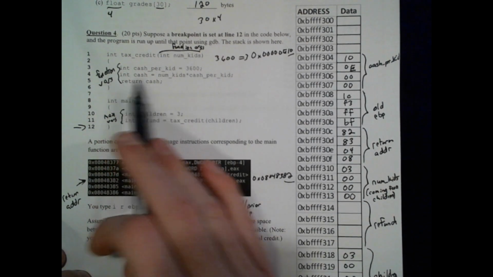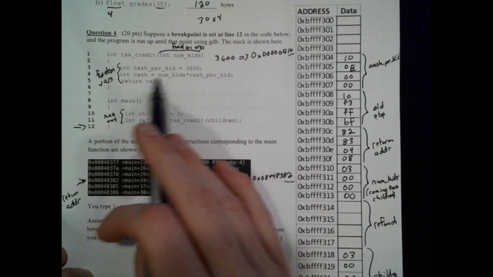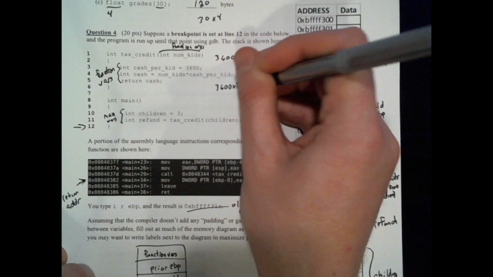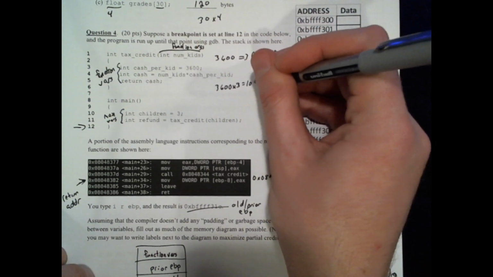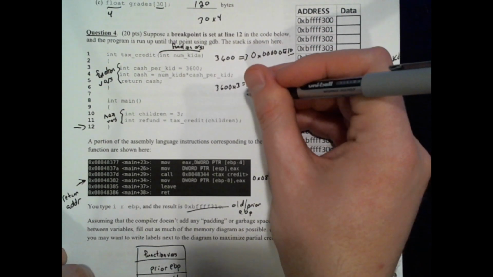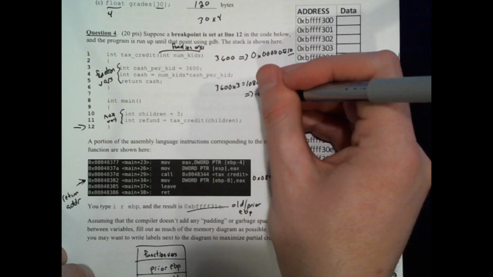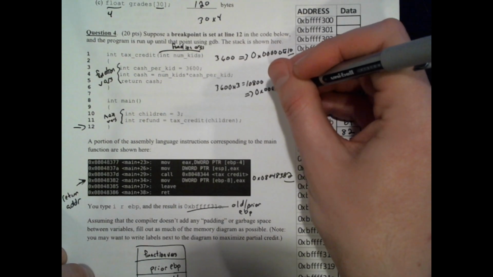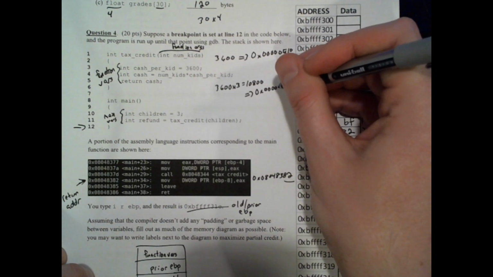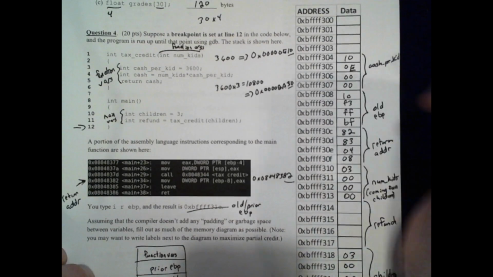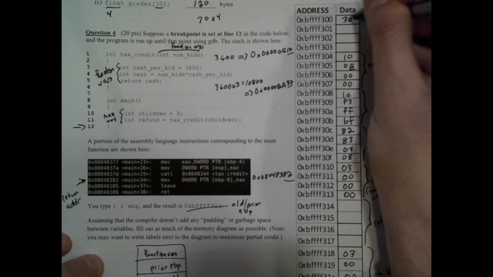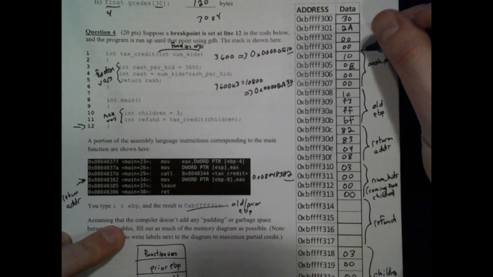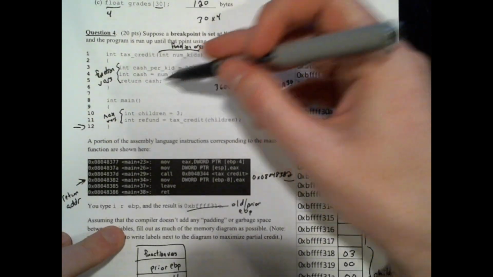And then we do int cash is num kids times cash per kid. So num kids times cash per kid is going to be 3600 times 3, which is equal to 10800. Someone must have been thinking about tax season at the moment when they were writing this exam. So we've got 0x, and again, use your calculator to convert this. 0x00002A30. Again, little end goes first, so this is going to be 30 2A 00 00. And that's what we have for cash.